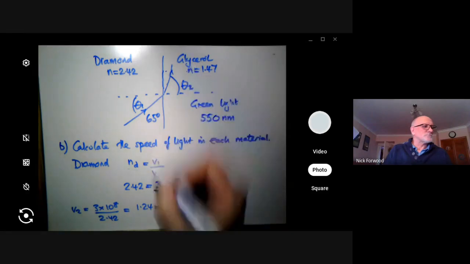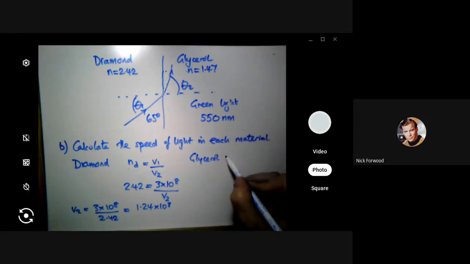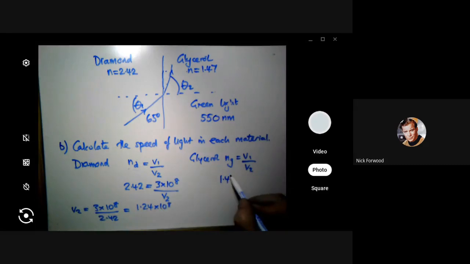So I've got glycerol on this side. We can repeat this. The refractive index for glycerol is quite simply v1 over v2 from Snell's law. 1.47. Going to repeat what we've done there. 1.47 is equal to 3 times 10 to the power of 8 over the velocity of light in glycerol. And I'm not going to write down the intermediate step of swapping it around. I'm just going to go straight for the answer. v2 from my notes is 2.04 times 10 to the power of 8 meters per second, of course.